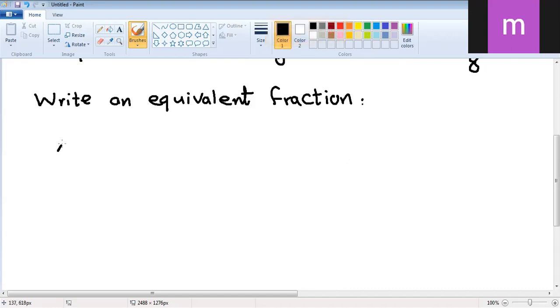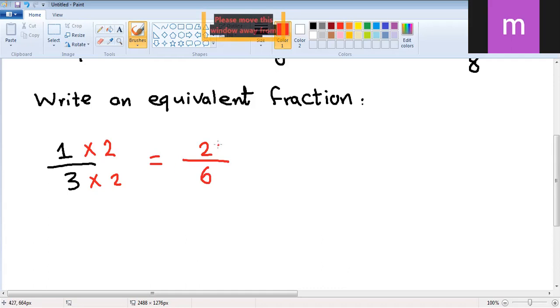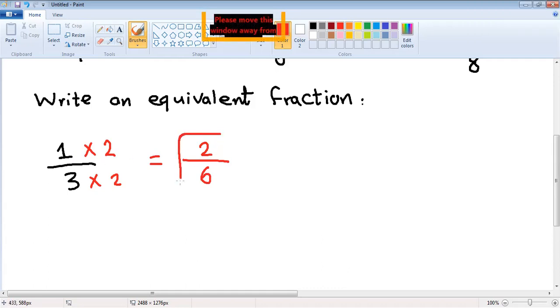For example, if I write here 1 over 3 and ask you to find an equivalent fraction, you have to multiply 1 and 3 by the same number. If you choose to multiply both by 2, it's okay. If you choose 3, it's okay. If you prefer 100, no problem at all. Multiply by 2 to get the new fraction. 1 times 2 is 2, 3 times 2 is 6. Now 1 over 3 is equal to 2 over 6. This is an equivalent fraction.